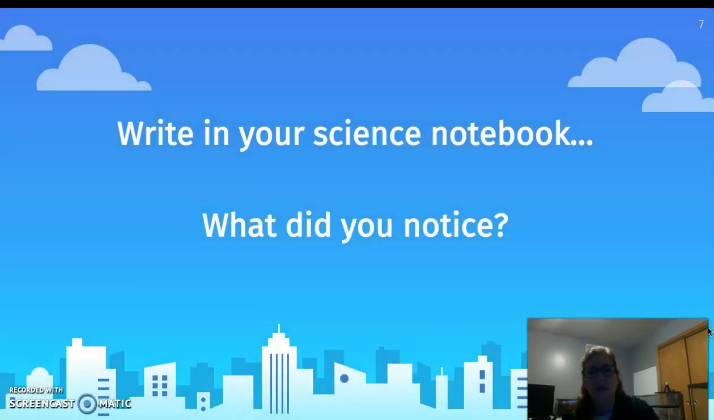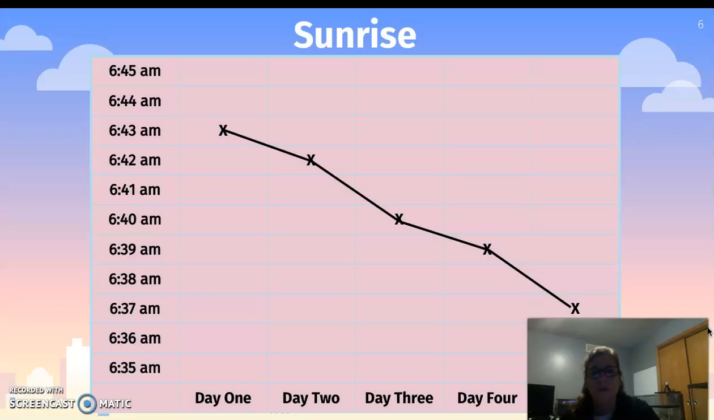So when I look back at my sunrise, and I'm going to go up a few slides here so I can look at that again. My sunrise, I noticed that it started at 6:43 on day 1, but by day 5, the sunrise happened at 6:37. So the pattern I noticed is that each day, the sunrise happened earlier. So if your chart, your graph looks the same way, you should notice that as well. Every day in the spring, the sun rises earlier and earlier.